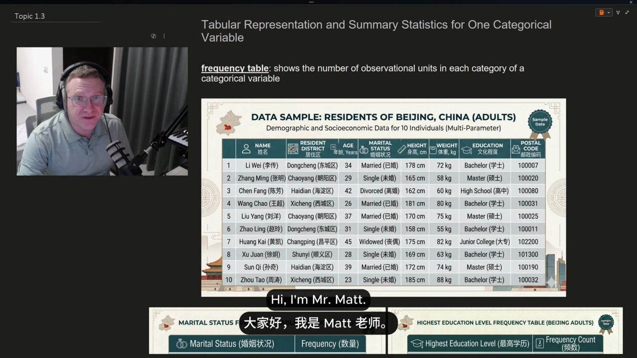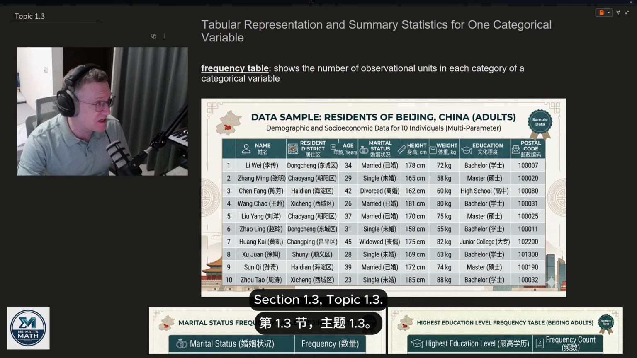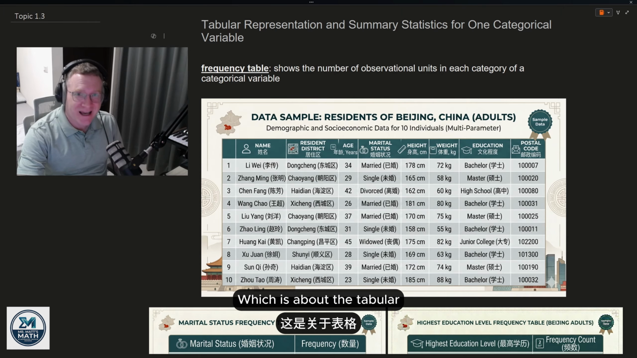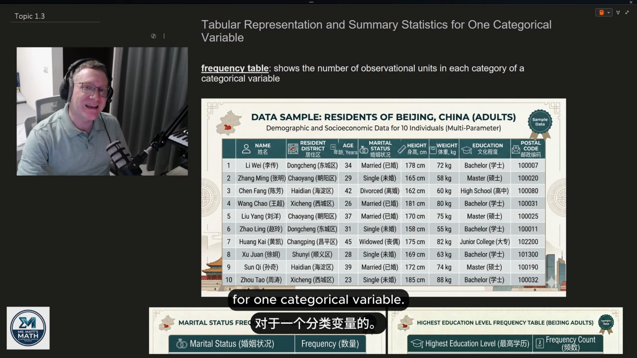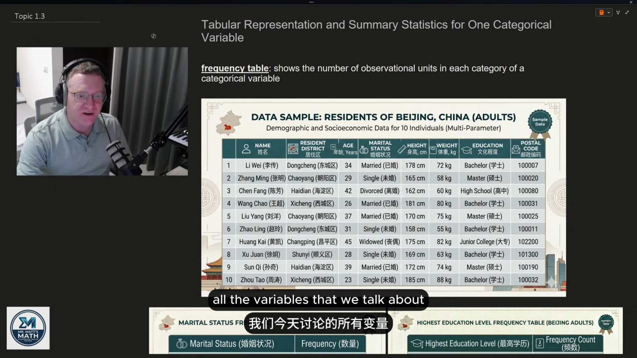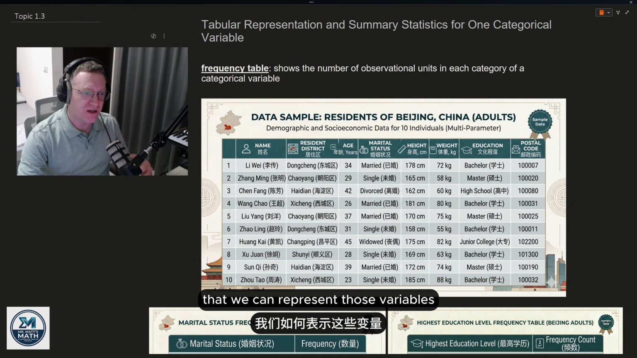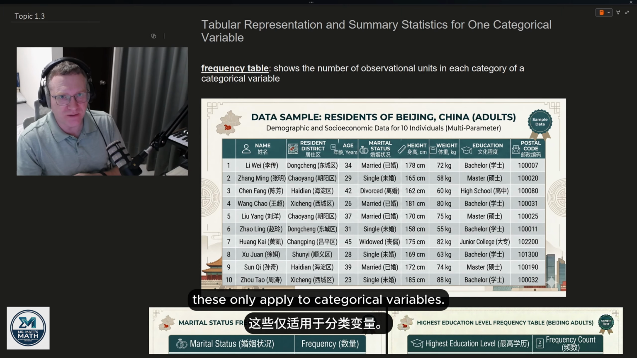Hi, I'm Mr. Matt, and today we're going to continue with AP Statistics Section 1.3, Topic 1.3, which is about the tabular representation and summary statistics for one categorical variable. So it's important to understand that today, all the variables that we talk about and all the ways that we can represent those variables only apply to categorical variables.